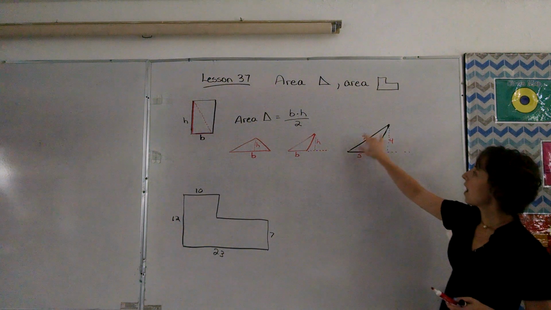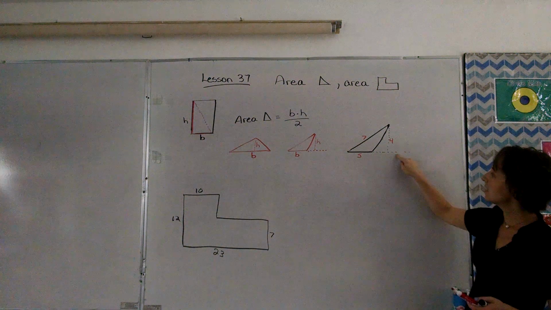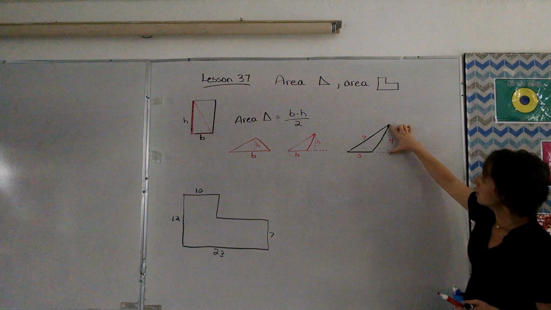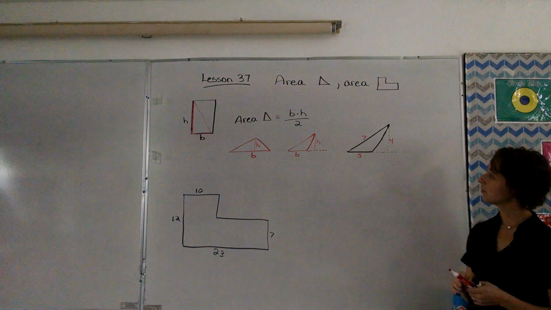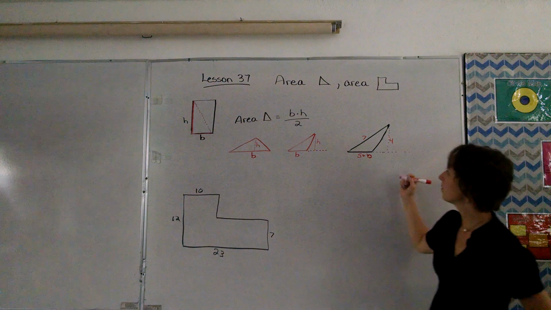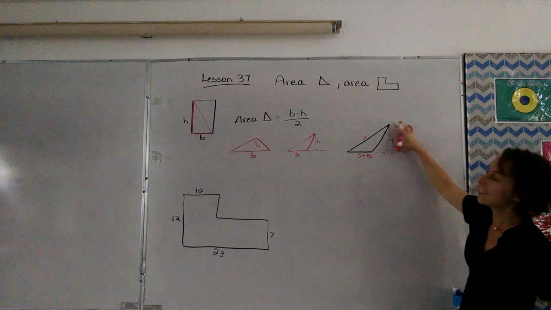The bottom is 5. The longest side here is 7. And if we extended this over and then went straight up, the distance between the bottom and the top would be 4. Well, the bottom is the base, and the distance from the bottom at a right angle to the topmost point is the height.